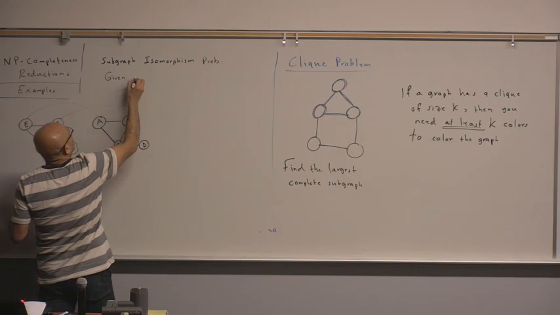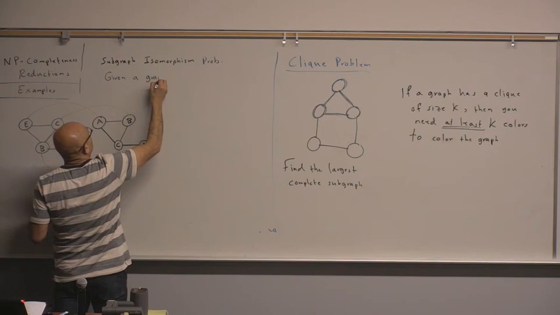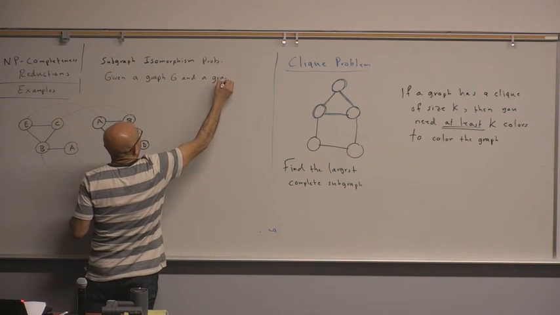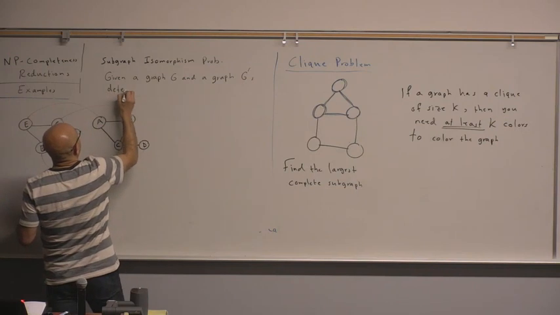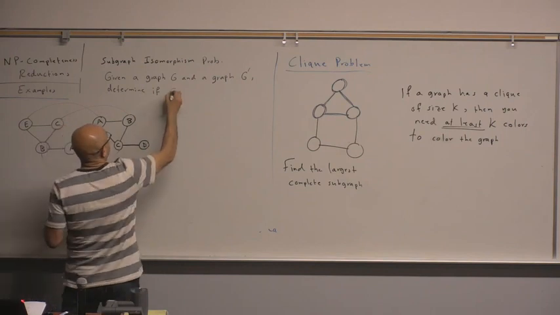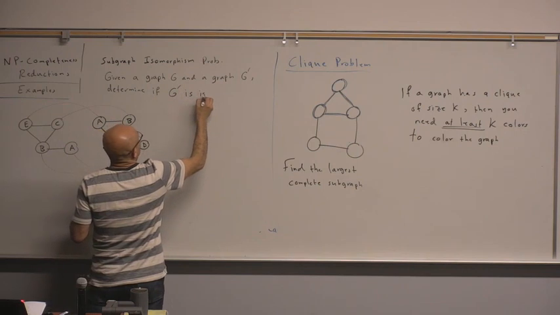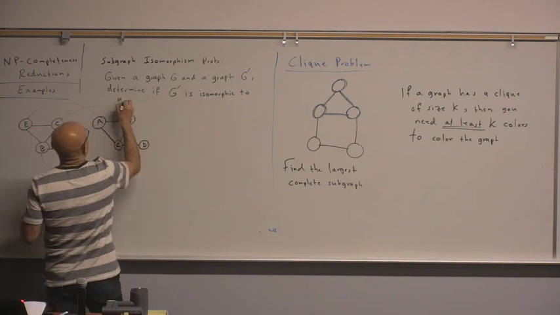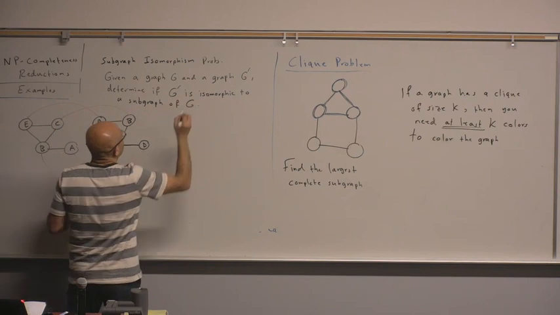Given a graph G and a graph G prime, determine if G prime is isomorphic to a subgraph of G.